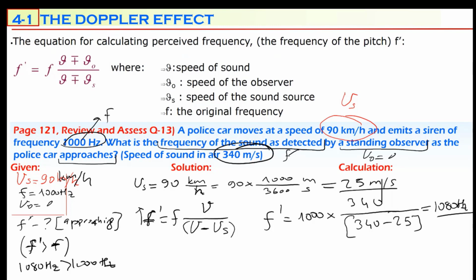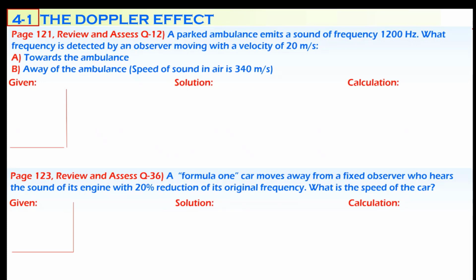This is how we are going to solve these problems. One of them is this. You are just going to check that if it is approaching, F prime must be greater than F. To make F prime greater, I should make a subtraction. Then I will continue the calculation. And let's solve other problems.